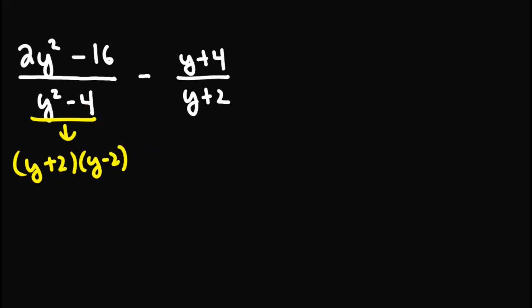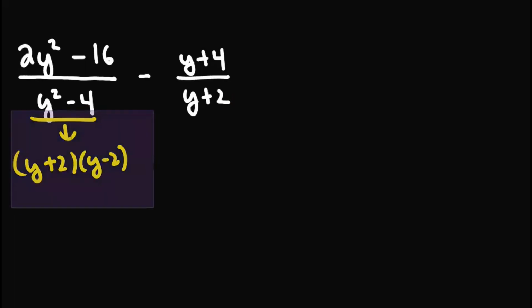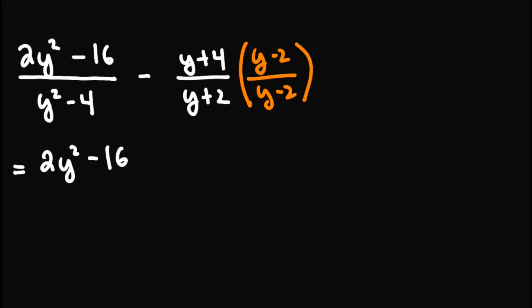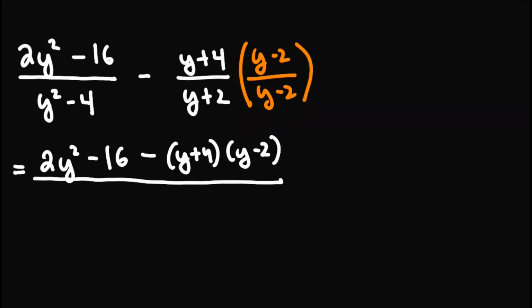So with that in mind, the only thing that we need to multiply in here to make this the same is to multiply y minus 2 over y minus 2. So doing that, we'll have here y minus 2 all over y minus 2. So this one will be equal to 2y squared minus 16 minus (y plus 4) times (y minus 2) all over, I'll use the factor form out here and I'll explain why later. So we'll have in the denominator y plus 2 times y minus 2.